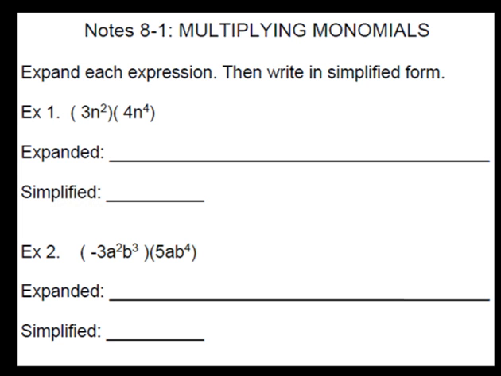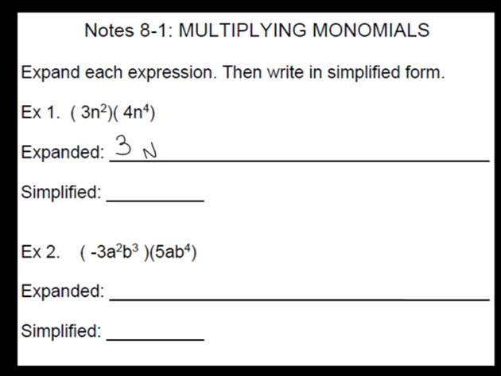Today we're going to be looking at multiplying monomials. We're going to look at the expanded version of it and how we can go through and do these. So this first one says 3n to the second power times 4n to the fourth power. Our expanded version looks like so.